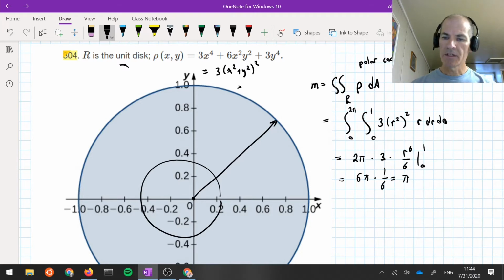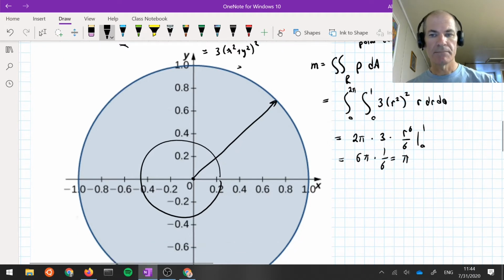I think we're good there. Yeah. So there's an integral that you can do by hand. Far easier to do this in polar coordinates than to do it in rectangular coordinates, even though that's how the problem was presented.